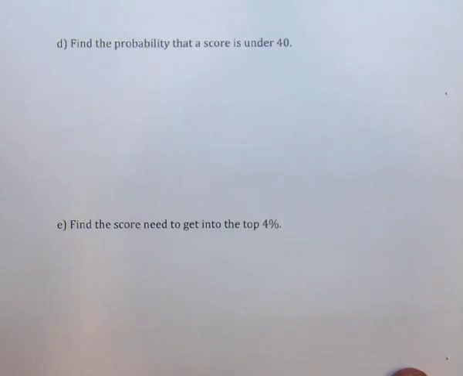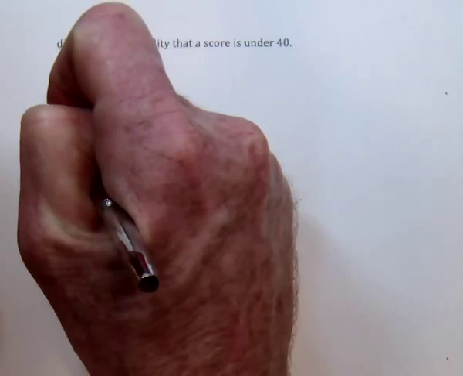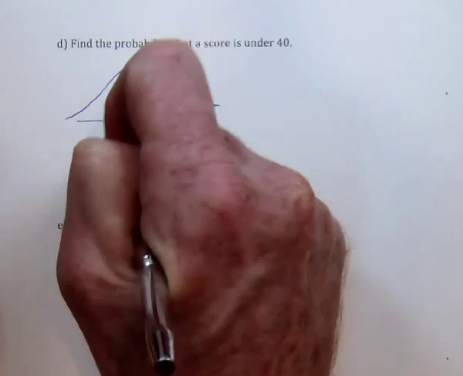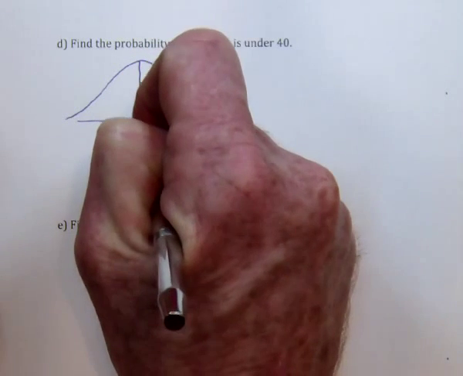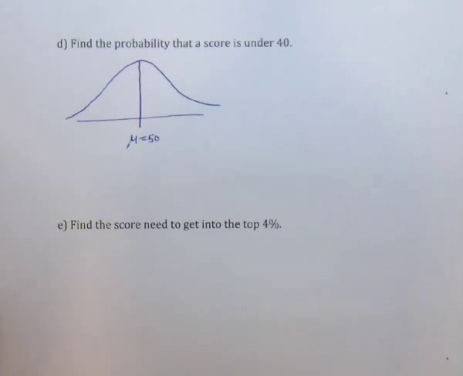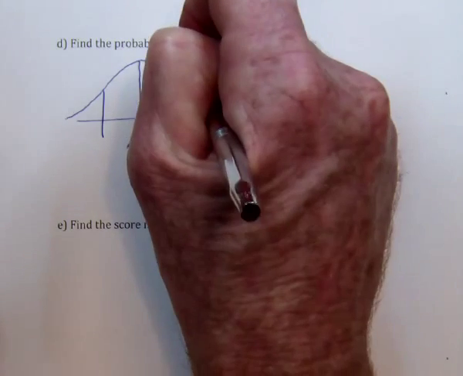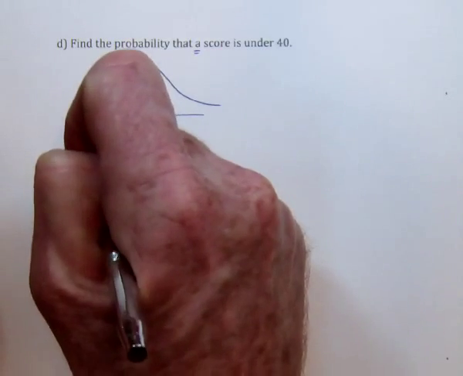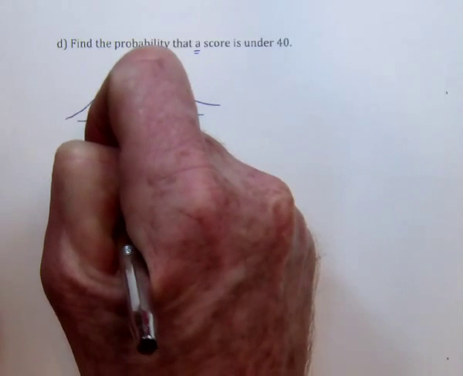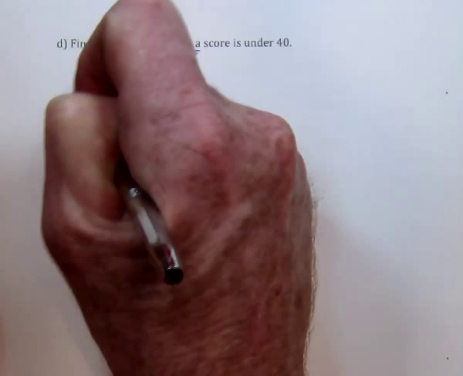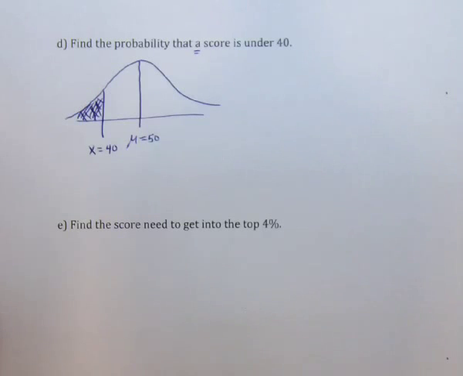This one is straightforward. Find the probability that a score is under 40. So we could work through this one pretty easily. The mean is equal to 50. Then 40 is to the left of that. And it's not saying a bunch of scores, but it's just saying a score, so it's going to be x equals 40. And then under means to the left. So it's going to be this shaded area that we're looking for.